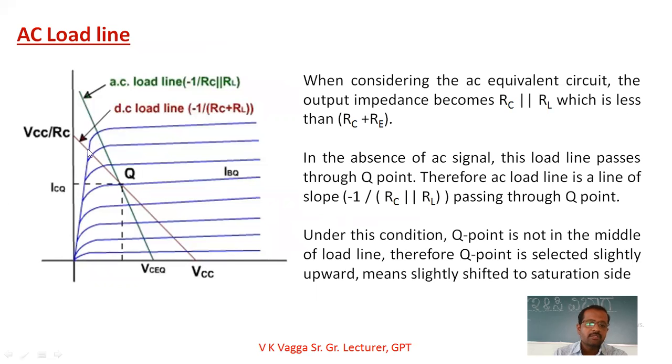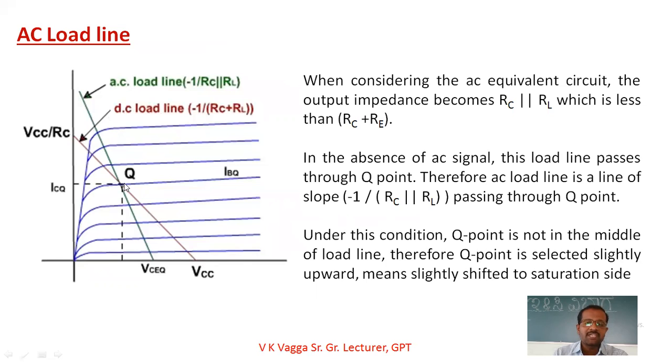And if you draw the line, it is from the point VCC to VCC by RC. This is acting as the DC load line. It is already studied in the previous classes. And this point Q is the operating point.